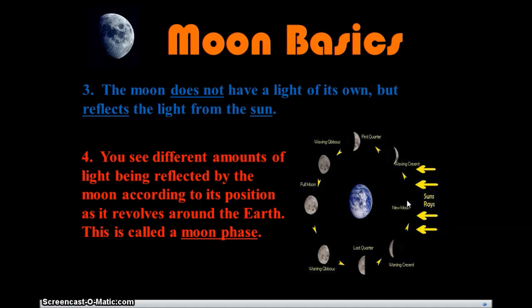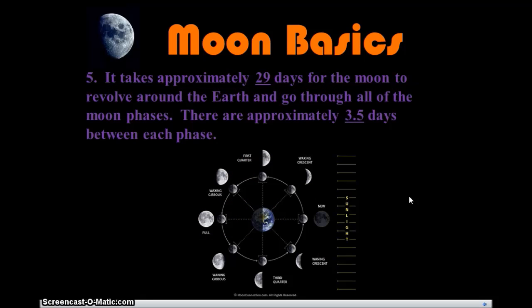The moon appears to change because we see a different amount of reflected light when the moon is in a different position in its revolution around the Earth. And these shapes are called moon phases. It takes approximately 29 days for the moon to revolve around the Earth and go through all of its moon phases. And there are approximately 3.5 days between each phase.